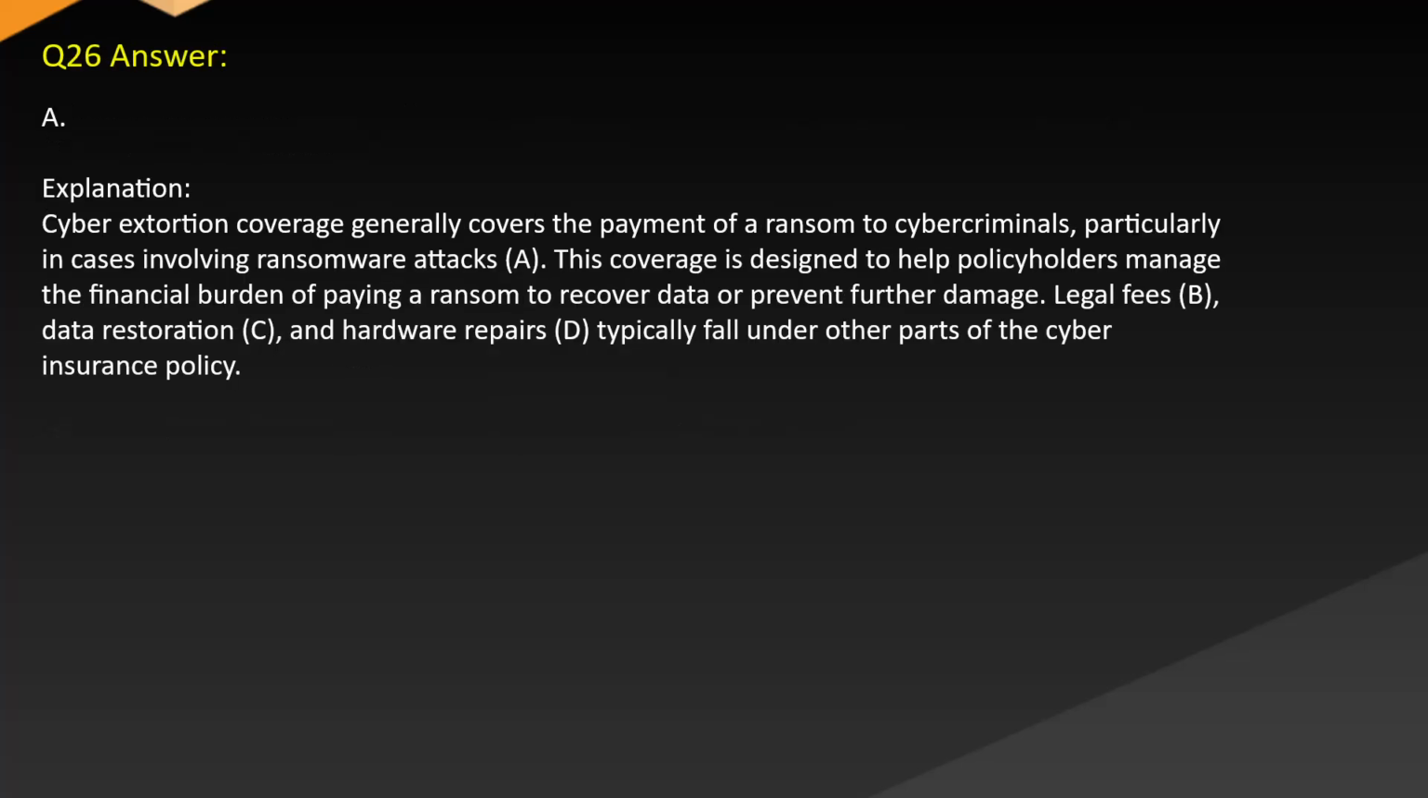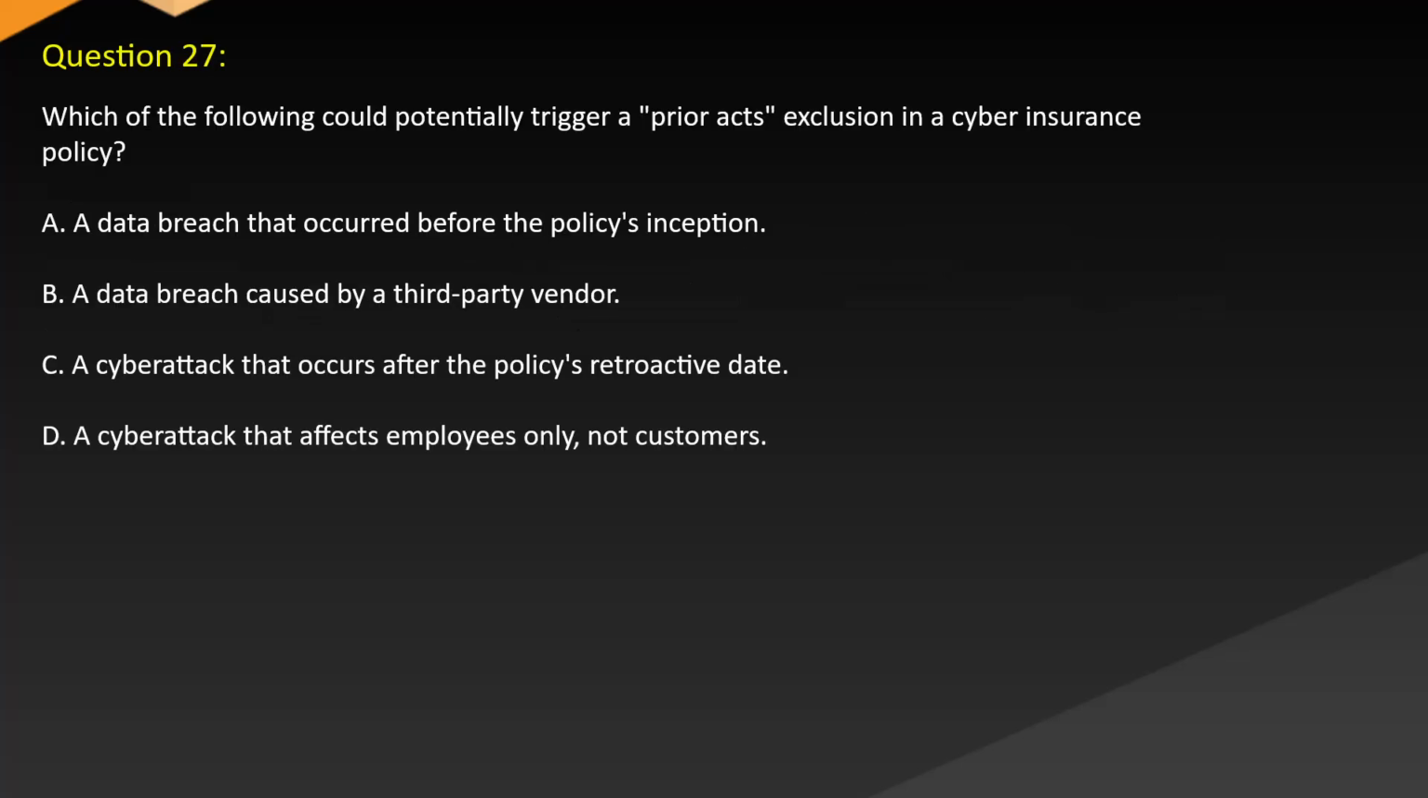Answer A. Explanation. Cyber extortion coverage generally covers the payment of a ransom to cyber criminals, particularly in cases involving ransomware attacks. This coverage is designed to help policyholders manage the financial burden of paying a ransom to recover data or prevent further damage. Legal fees, B, data restoration, C, and hardware repairs, D, typically fall under other parts of the cyber insurance policy.